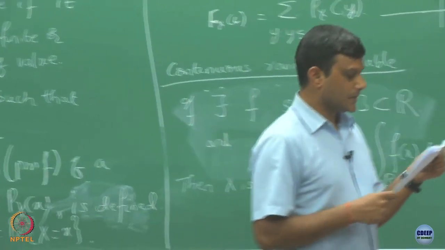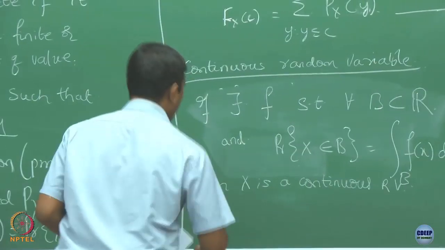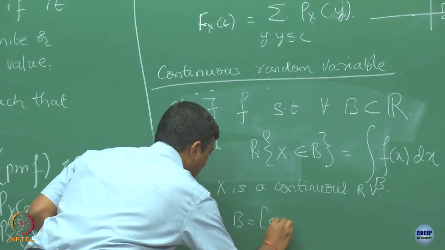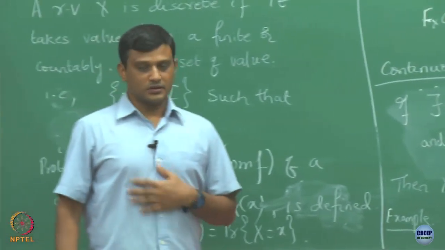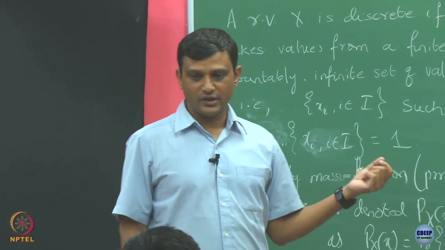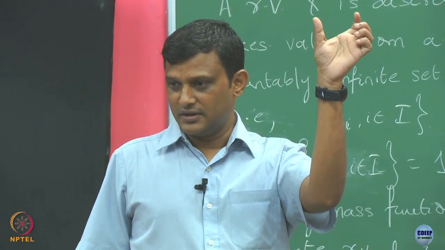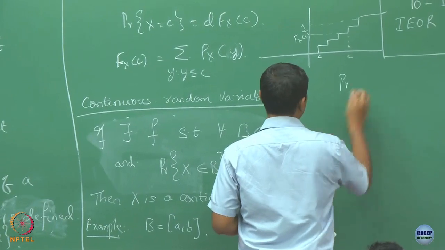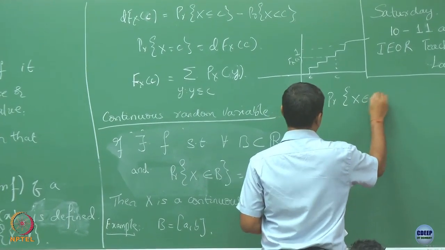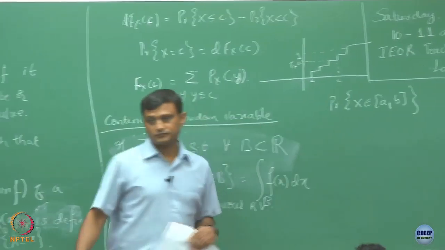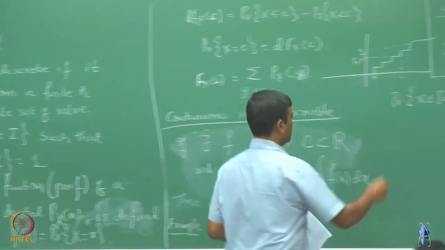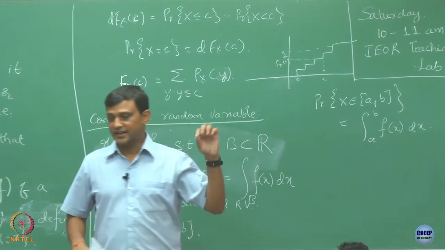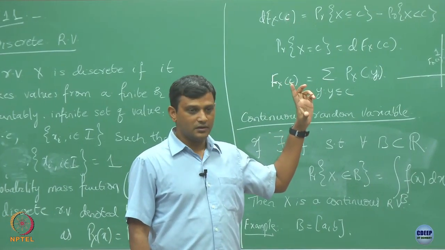Then, for example, your B could be simply an interval. Your random variable is continuous, and now you are going to ask, what is the probability that X takes value in the interval [a, b]? Then what is this going to look like? This is simply going to look like the integration over [a, b] of f(x) dx, right? This is just the area under this curve in the interval [a, b].